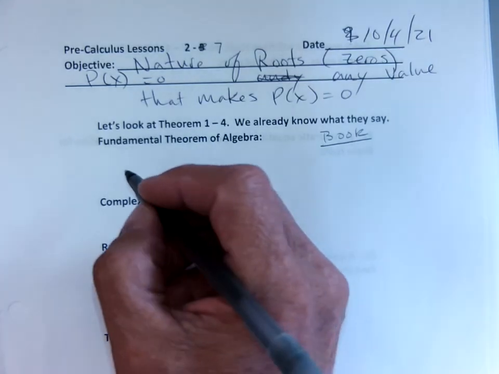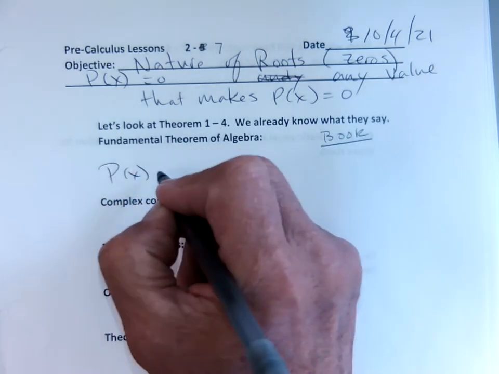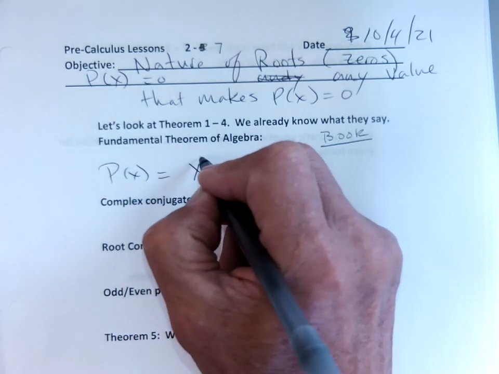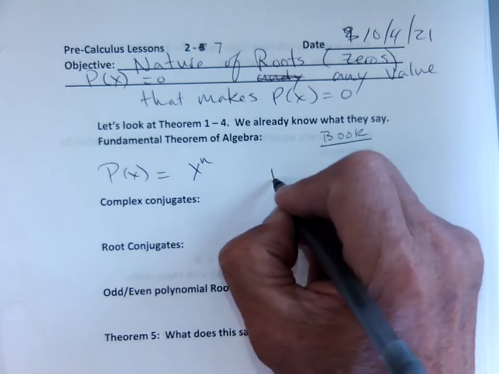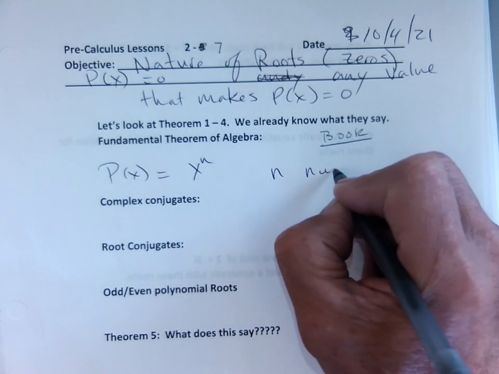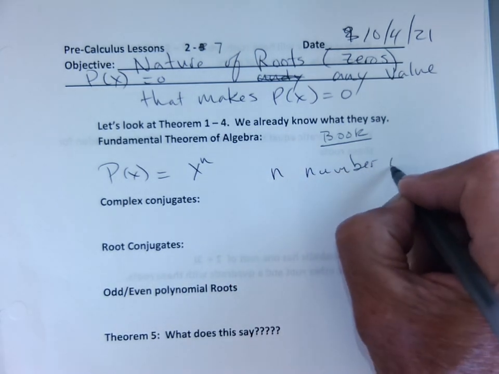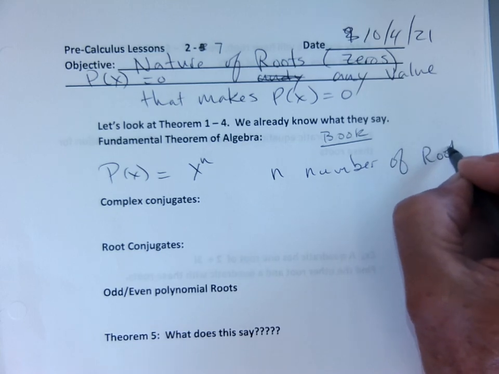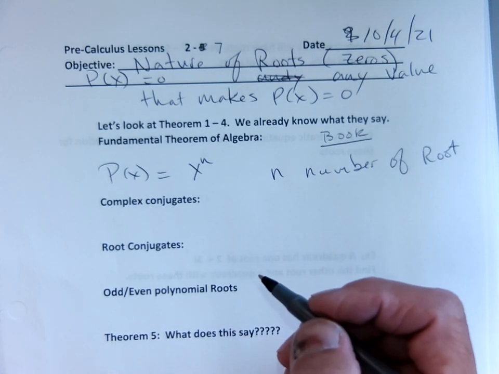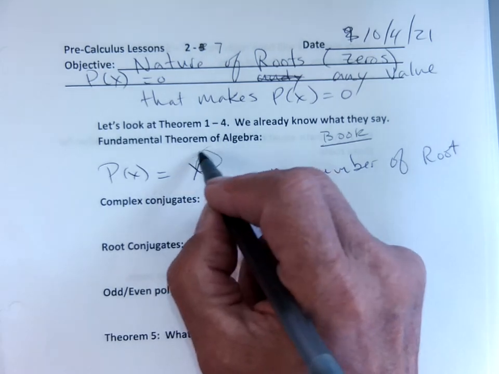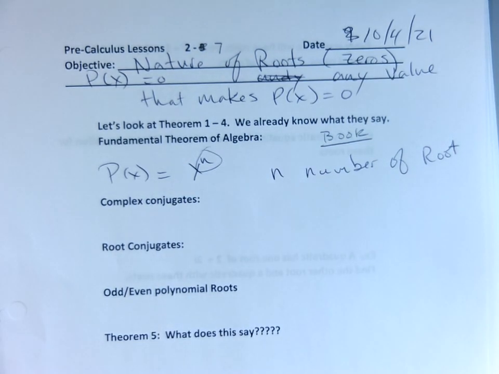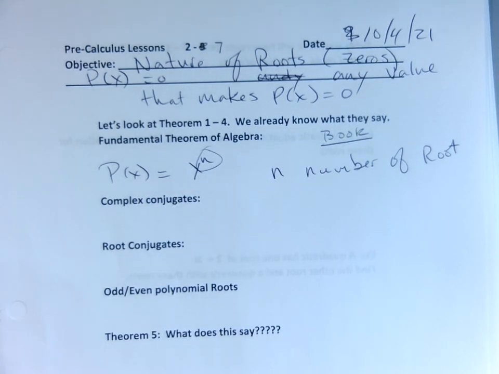So like Lauren said, if we have p of x equals some x to the n, then we know there's n number of roots. It's the same as the degree, right? The degree tells us the number of roots, okay? If it's to the fourth power, there's 4 roots. If there's a third power, we've got 3 roots. If it's to the fifth power, we get 5 roots, even including double or triple roots, okay?